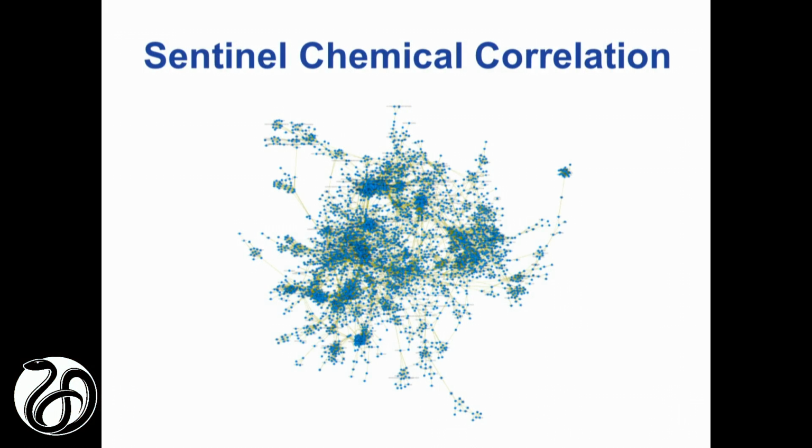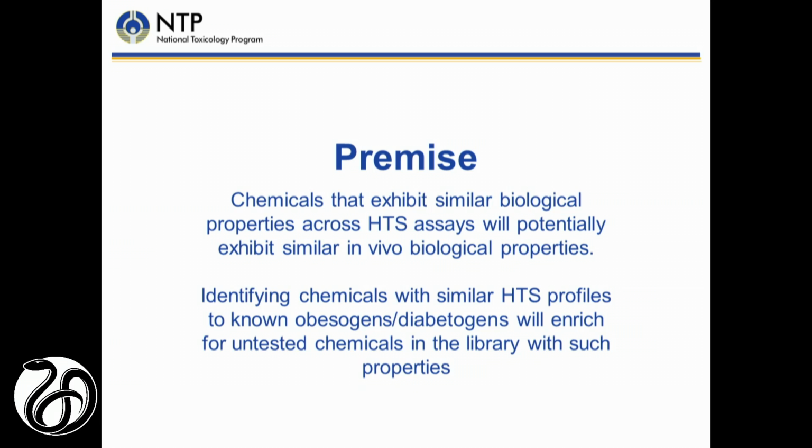So I want to talk about another approach that I'm a bit more familiar with, which I call Sentinel chemical correlation. So one was expert-driven, the other one is going to be purely data-driven. So I'll start you off with a premise. Chemicals that exhibit similar biological properties across high-throughput screening assays will potentially exhibit similar in vivo biological properties. And identifying chemicals with similar HTS profiles to known obesogens, so basically you're pulling out patterns using a fish that you know a lot about, if you would, will enrich for untested chemicals in the library with such properties, meaning chemicals that have obesogenic properties.